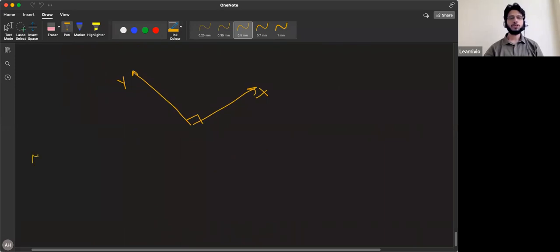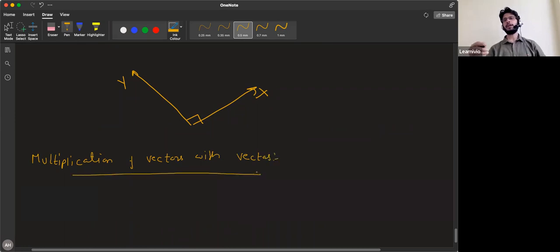Okay, the next is multiplication of vectors with vectors. When you multiply 2 vectors, there are 2 cases. On multiplying 2 vectors, you can get a scalar. If you are getting a scalar quantity, then we call it the dot product. And if on multiplying 2 vectors, you are getting a vector, then we call it the cross product.